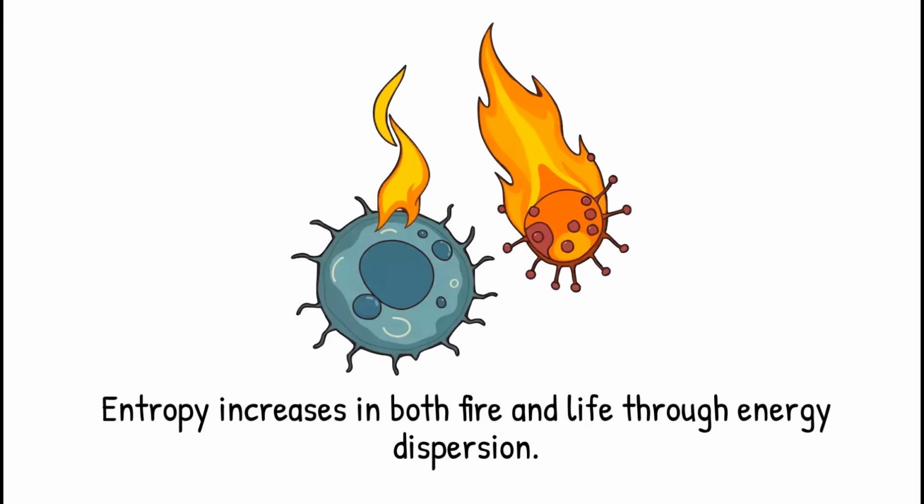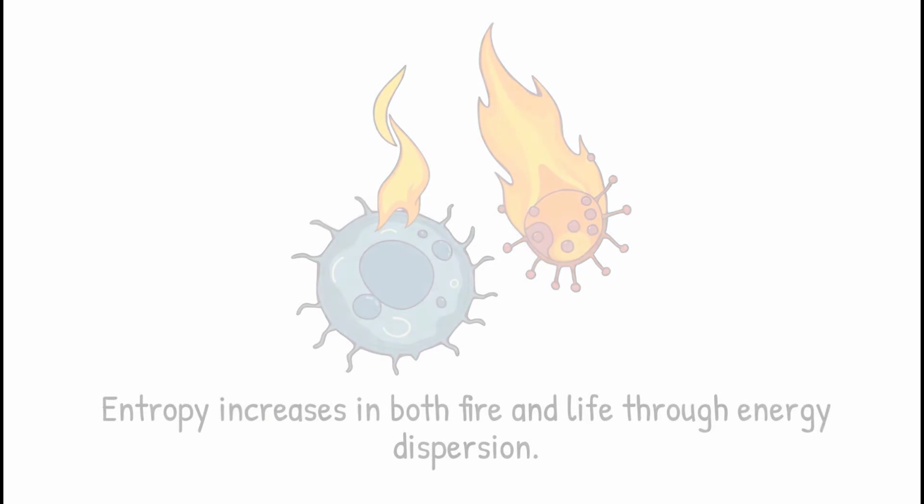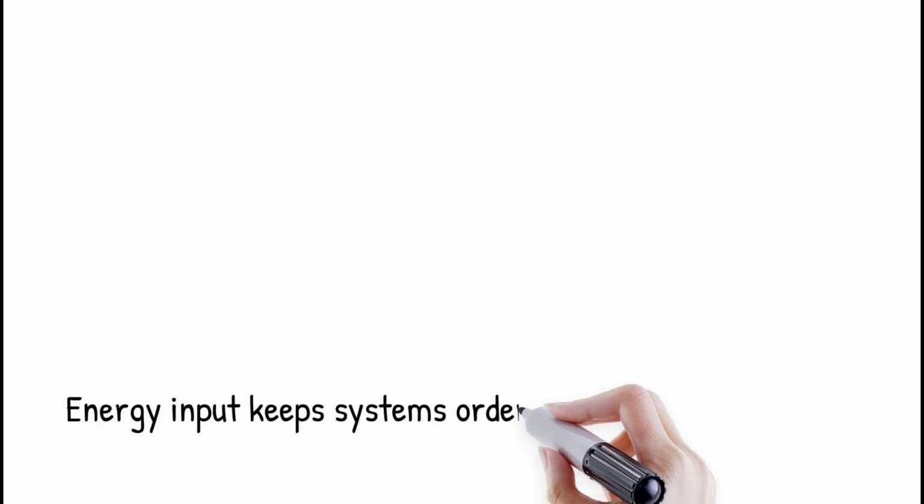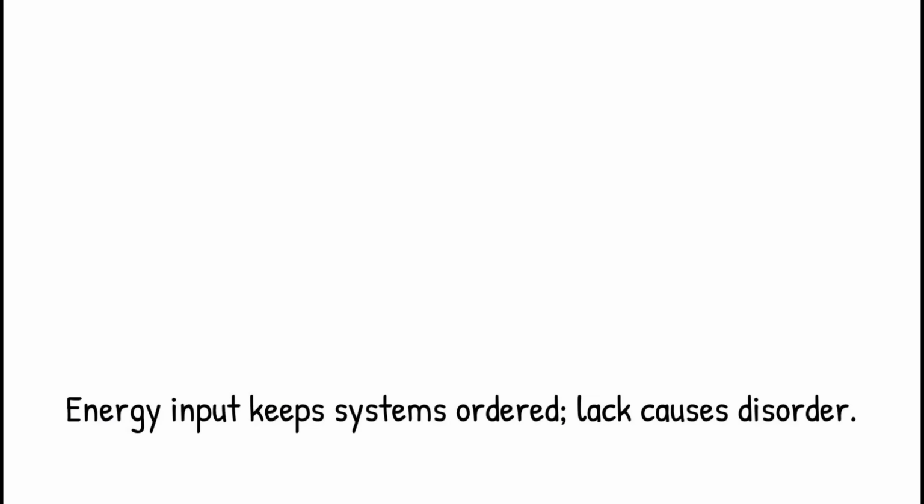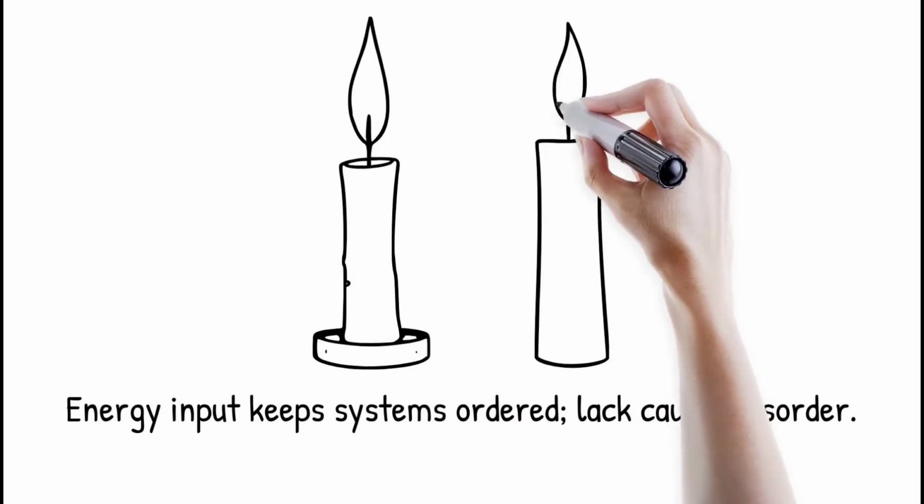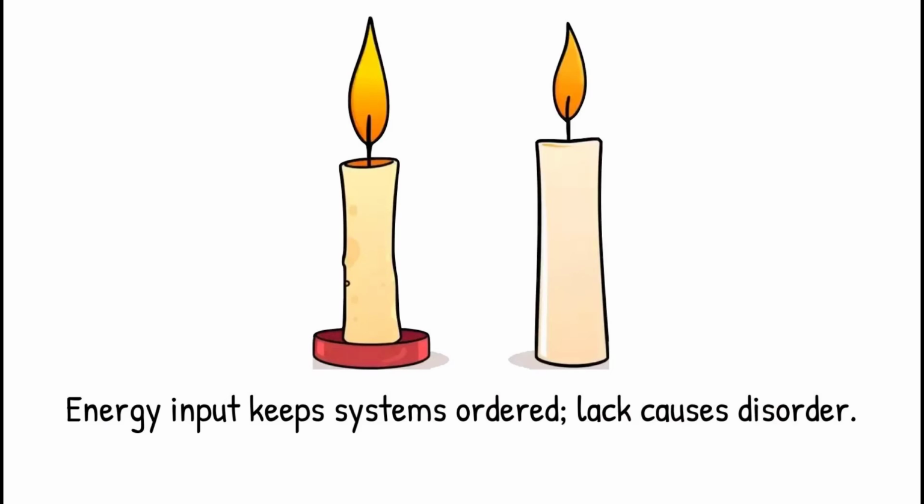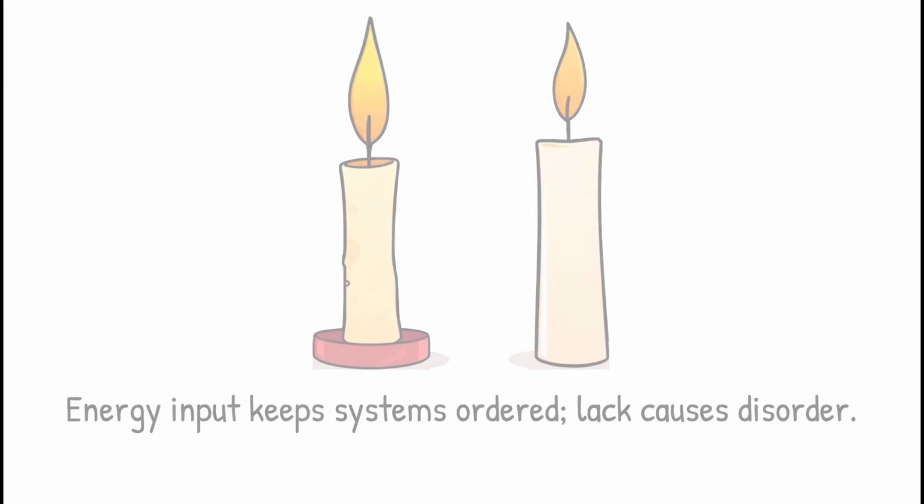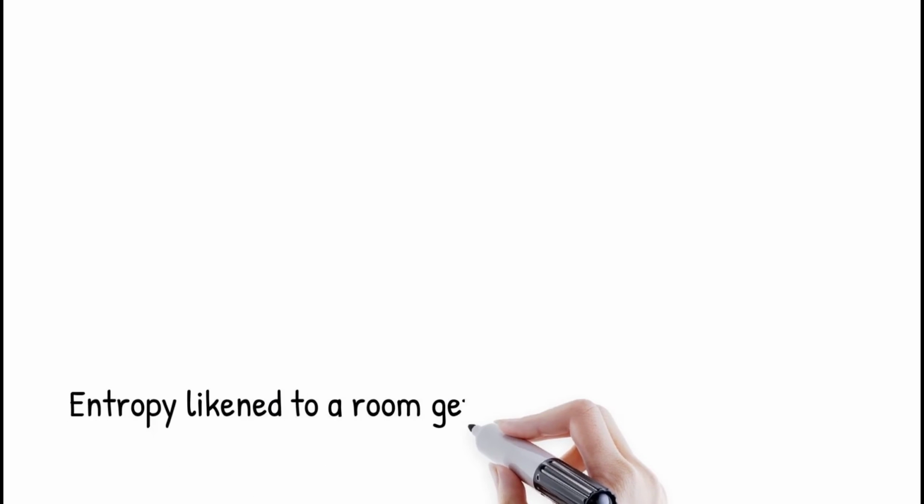Just as a flame needs a steady fuel supply, when energy input stops, disorder quickly increases, and the system ceases its organized activity. A candle left unlit stays ordered. When lit, wax and oxygen transform into dispersed heat and gases. Entropy in life and fire is like a tidy room that naturally becomes messy unless energy is spent to keep it clean.